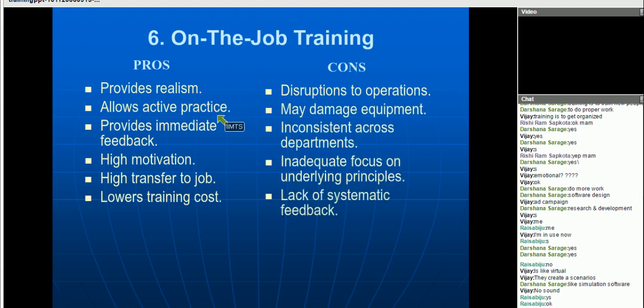Now on-the-job training, this is the best and the most preferred type of training. You are working and you are earning and you are getting experience at the same time. The cons are there are disruptions to operations. They may not be smooth if a layman is handling them. Then the damage to equipment can result. Inconsistent across departments. Then inadequate focus on underlying principles. Lack of systematic feedback. That all is there. We need to take care of these things, these pros and cons.